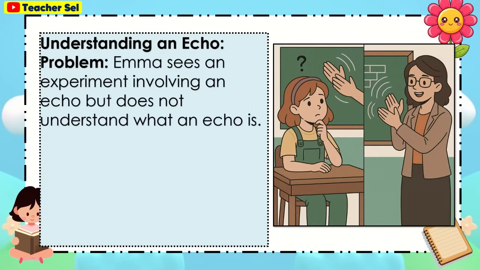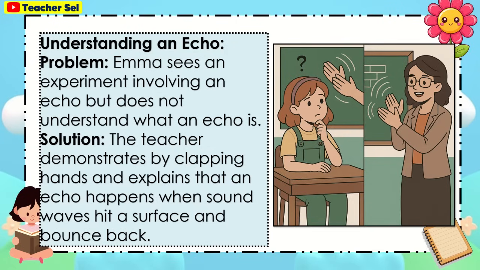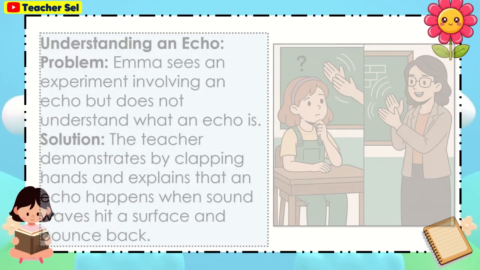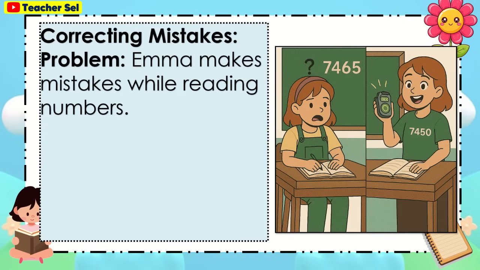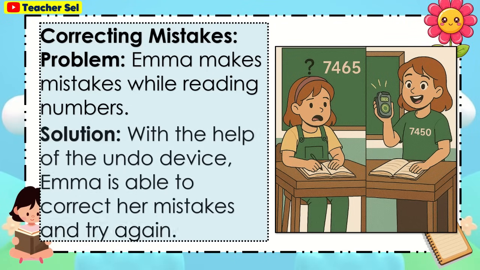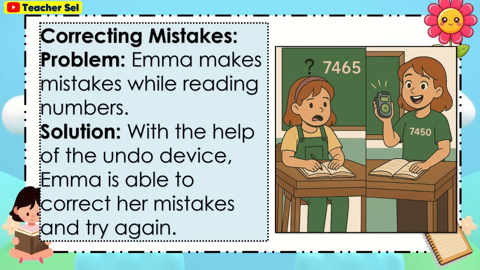Understanding an echo. Emma sees an experiment involving an echo but does not understand what an echo is. The teacher demonstrates by clapping hands and explains that an echo happens when sound waves hit a surface and bounce back. Correcting mistakes. Emma makes mistakes while reading numbers. Solution: with the help of the undo device, Emma is able to correct her mistakes and try again.